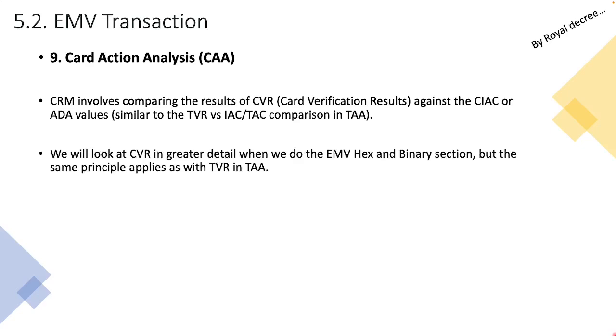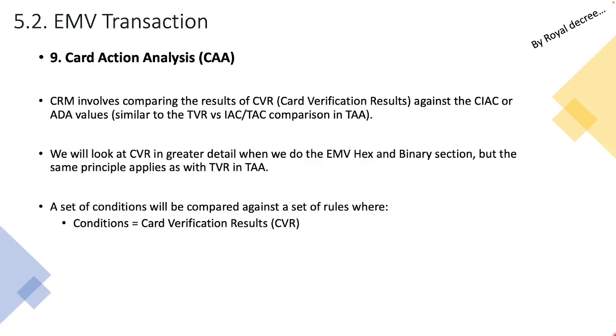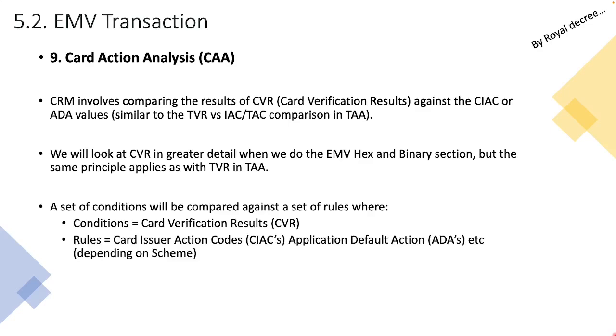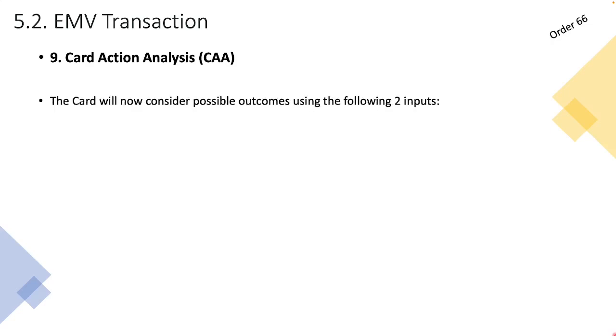So we look at CVR in greater detail when we get to the EMV hex and binary section later on in the training series. But just to reiterate, the same principle applies as with TVR in terminal action analysis. A set of conditions will be compared against a set of rules. The conditions are present on the CVR, and the rules obviously are the action codes personalized on the card.